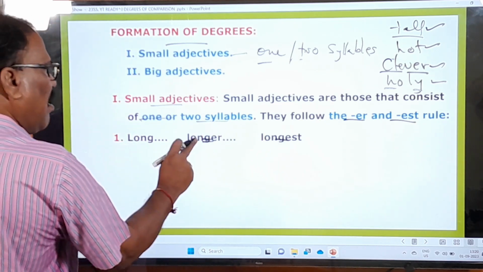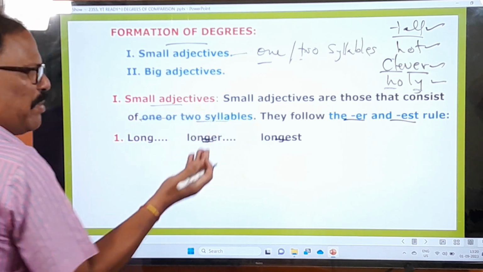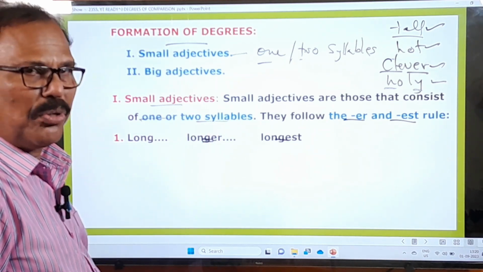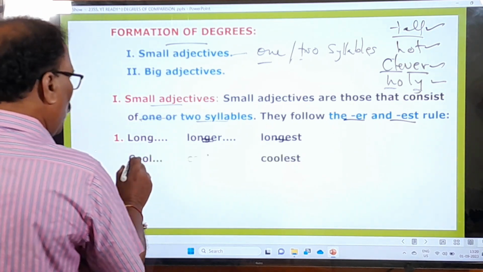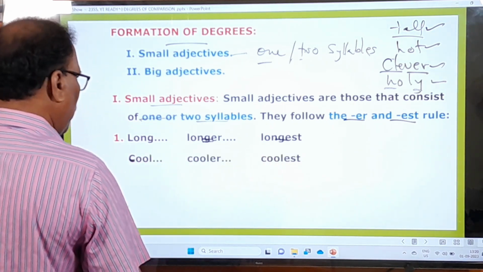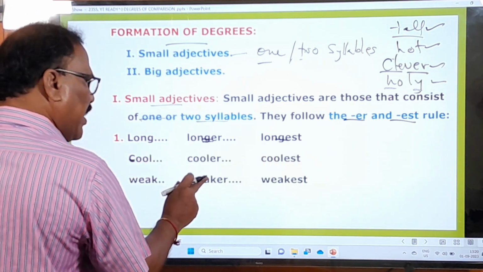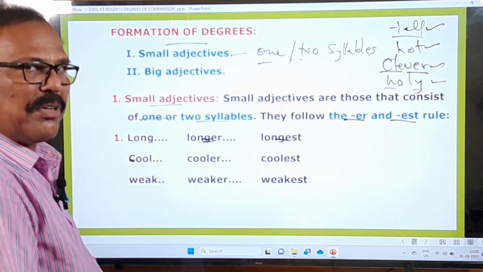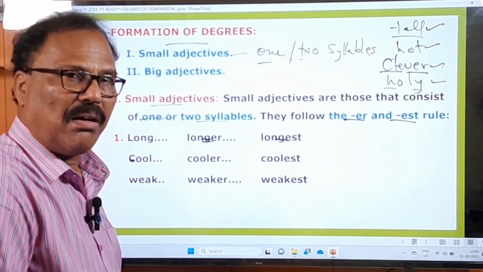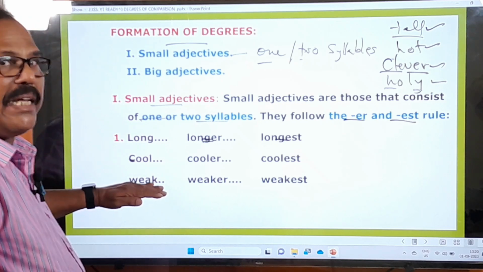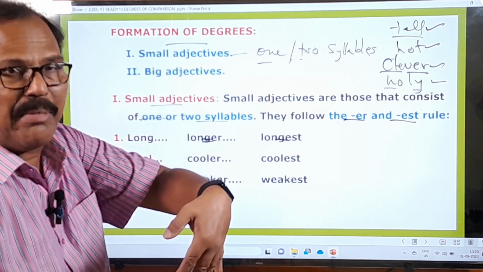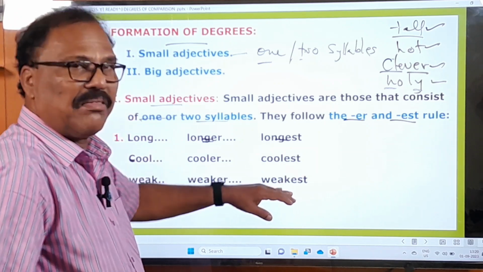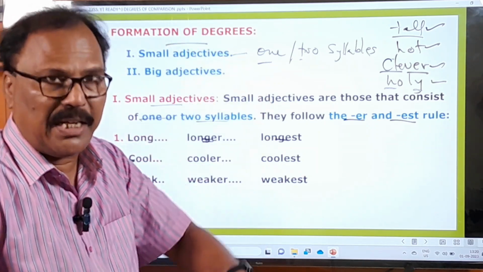Long, longer, longest. You know the meaning, how to take the meaning, I have already told you. Please apply the same meaning to all these words. And here you see cool, cooler, coolest, and weak, weaker, weakest. Once again, I'm reminding you of the meaning of these words. Weak, balahinamaina. Weaker, in the comparative, you must say marinta balahinamaina. And in the superlative, you have to say atyanta balahinamaina.